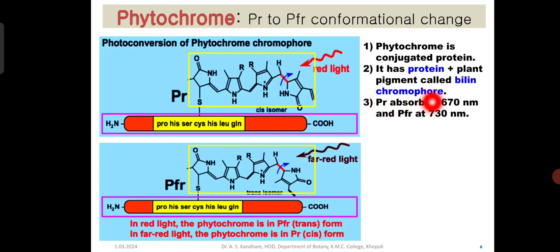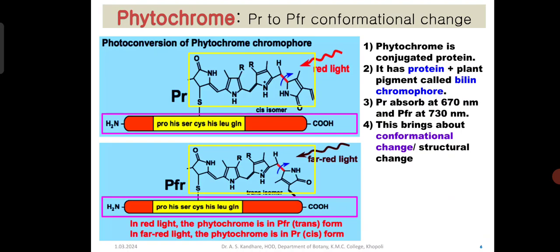Phytochrome red absorbs maximum at 670 nanometer and phytochrome far red form absorbs at 730 nanometer. This brings about conformational change, that is a structural change in the biochemical structure of phytochrome.